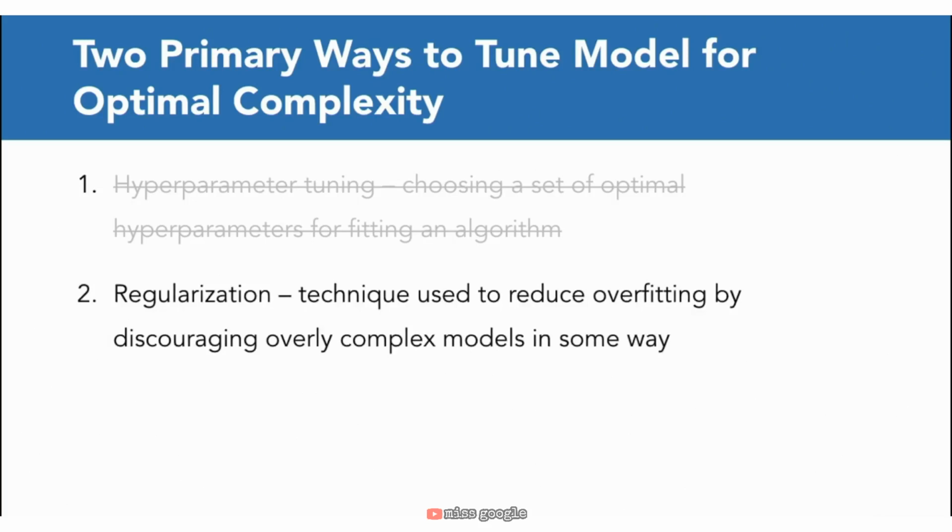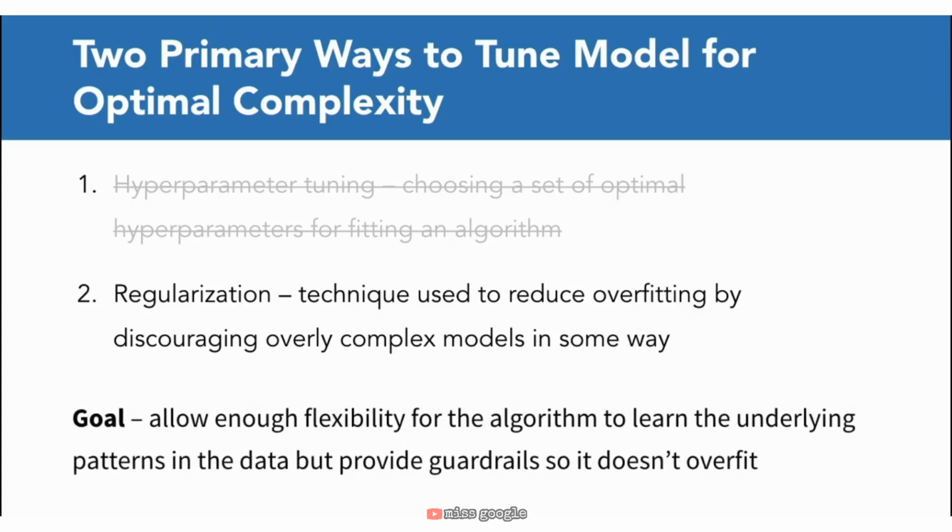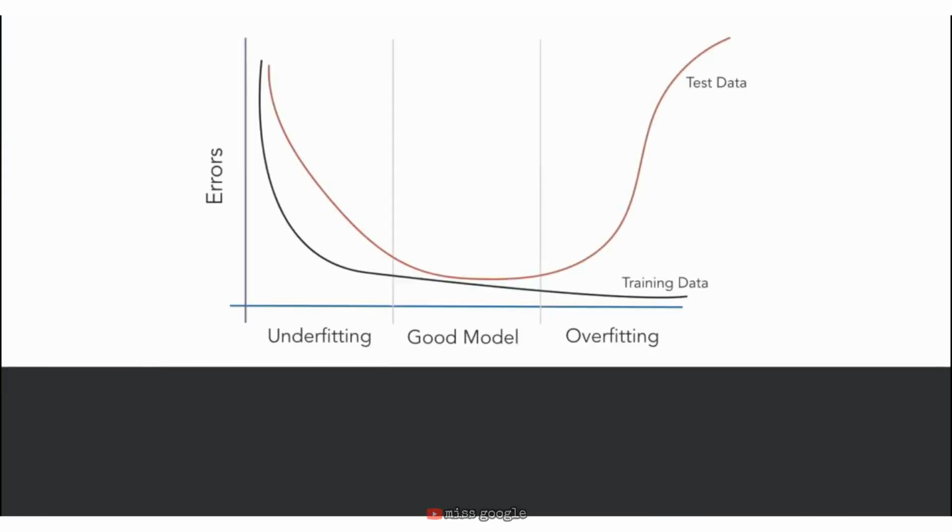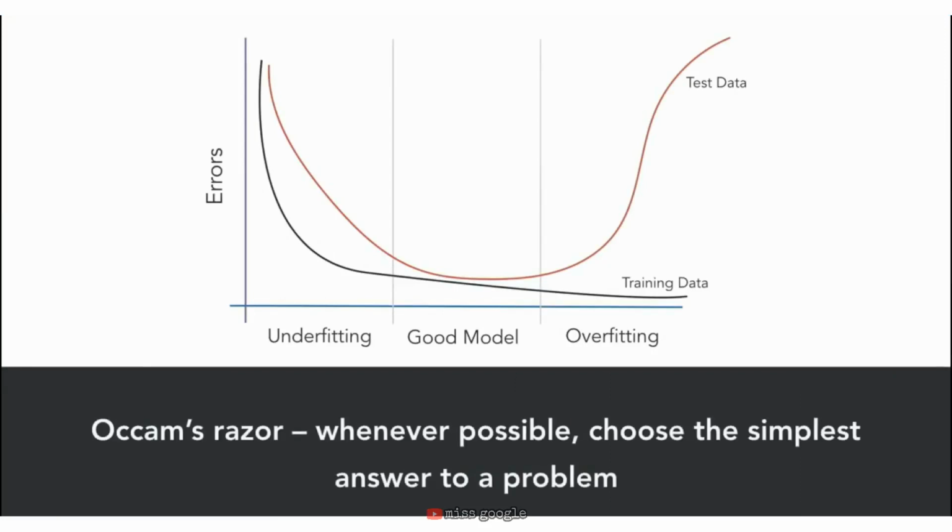As we mentioned in the last lesson, regularization is a technique used to reduce overfitting by discouraging overly complex models in some way. Now, the ultimate goal of regularization is really just to allow enough flexibility for the algorithm to learn the underlying patterns in the data, but to provide some guardrails so it doesn't overfit and memorize the training data.